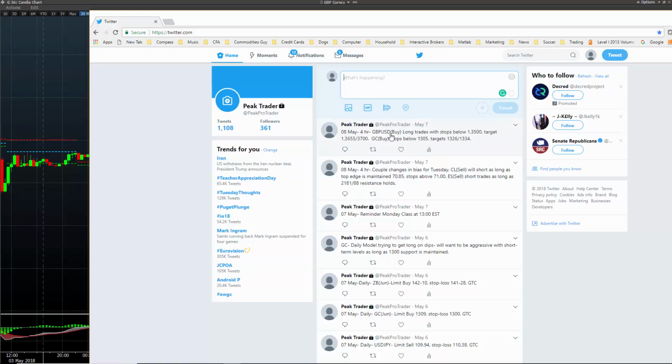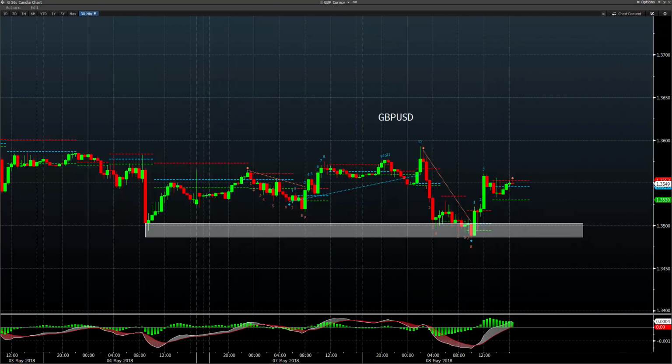Pound dollar was buy side. Would have looked at stops below the 3,500. Did not achieve target, but has rallied a bit. And gold stops below 1305. So let's just take a look at those markets with that in mind. So first off, pound dollar. The idea was long bias coming into Tuesday, the 8th of May.